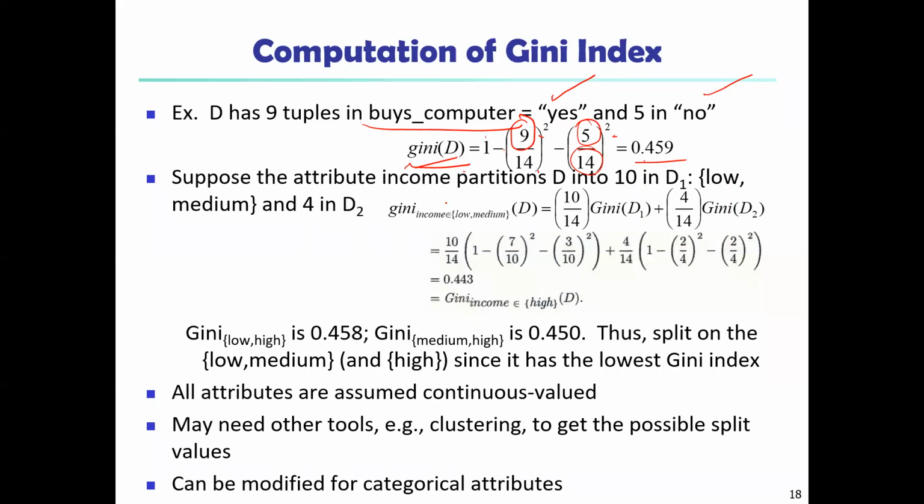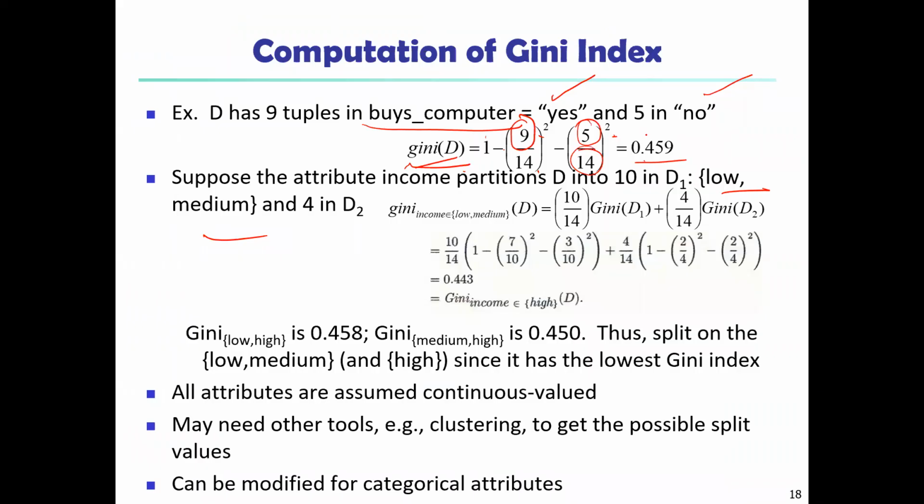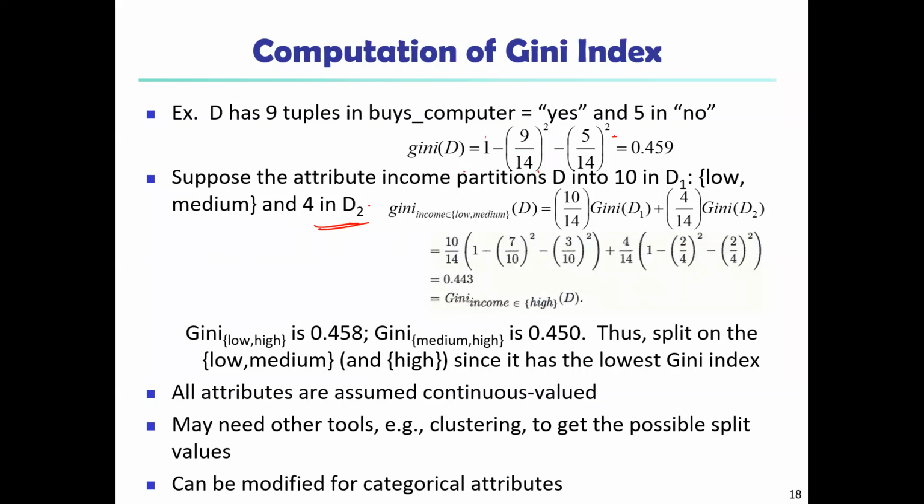Suppose we need to find income partitions for low and medium. So observe here, how many mediums are there? There are 6 mediums. How many low are there? There are 4 lows. Total, how many do we have? We have 10 values for both medium and low. So we are considering attribute income, which partitions D into 10 in D1, that is low and medium, and 4 in D2. 4 means what? High. High has 4 values. So D2 has 4.